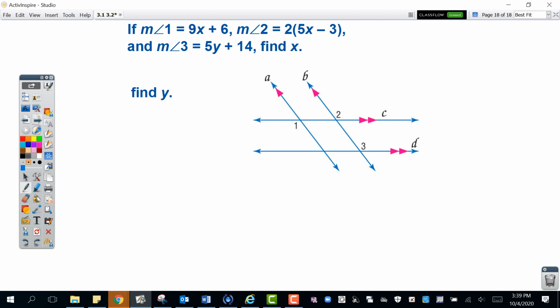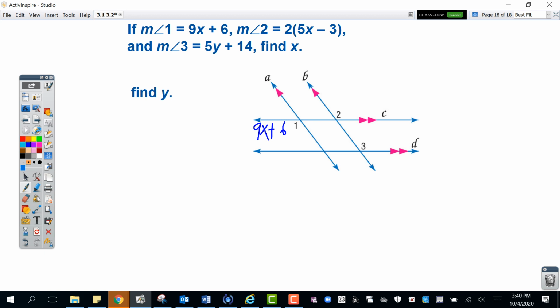All right, and our last problem of the day here is we have multiple angles with multiple variables that we need to solve to find out. But again, following the same process, no big deal here. So let's start off. They tell us first the measure of angle 1 is 9x plus 6. I always like to label them if I can. So 9x plus 6 is there.